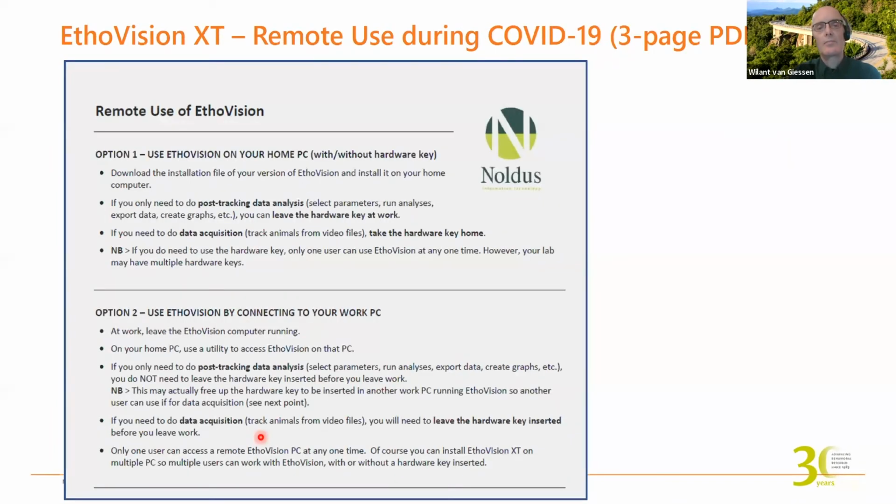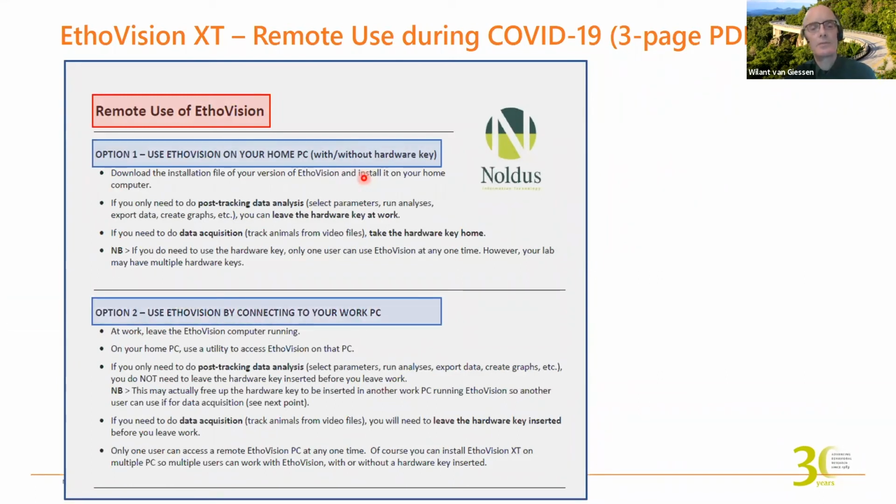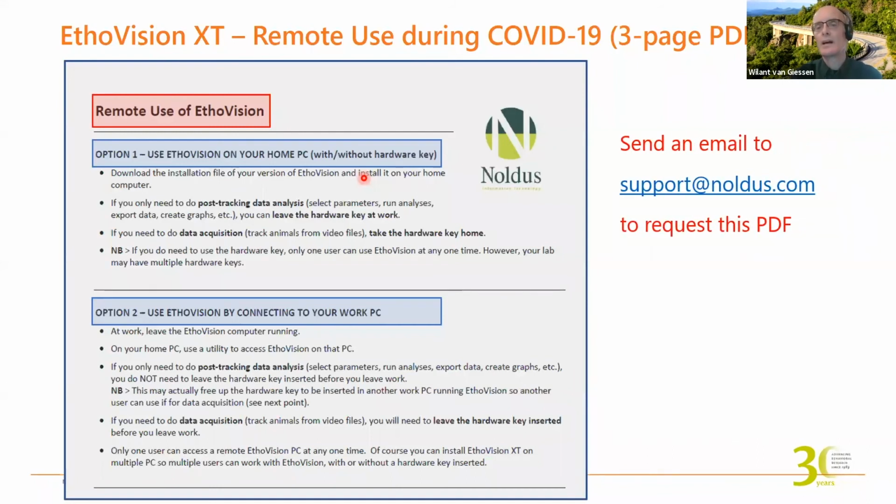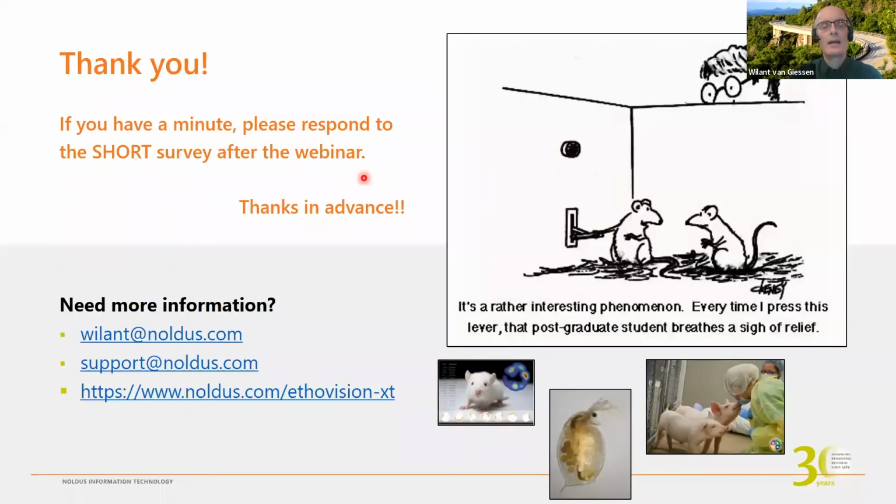Now finally, for the time being, not everybody can go to the lab. So if people have lots of videos or can do post-tracking analysis, then we have a little document about the remote use of EthoVision. Of course, you can use it with or without the hardware key, if some people can take the hardware key home. The other option would be to access EthoVision by connecting to your work PC back in the lab. So if you're interested in more information about this, let us know and we'll send you the PDF for all of that.